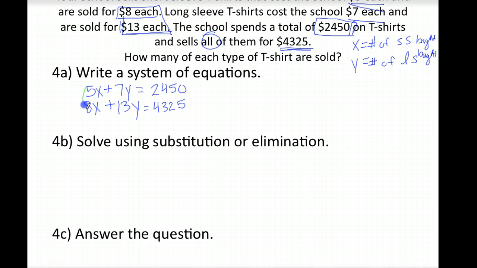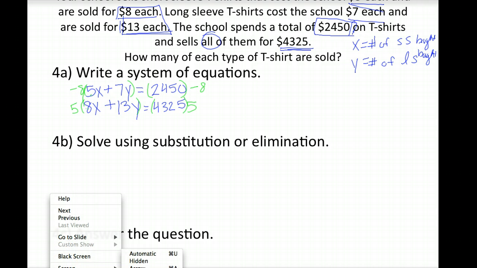So I'm going to go with my leading coefficients here. I am going to multiply the top equation by -8, and then I'm going to multiply the bottom equation by +5. Now you could reverse it. You could multiply the top by +8 and then multiply the bottom by -5. But I'm just taking the opposite coefficients because when I multiply them together, I'll get the same coefficient.